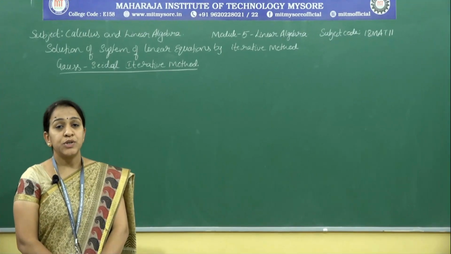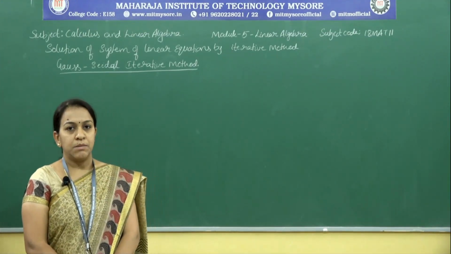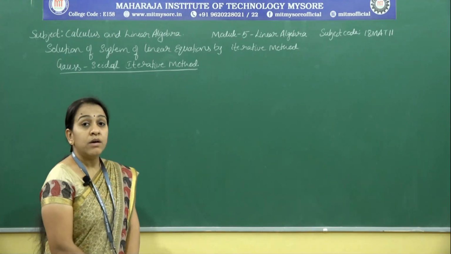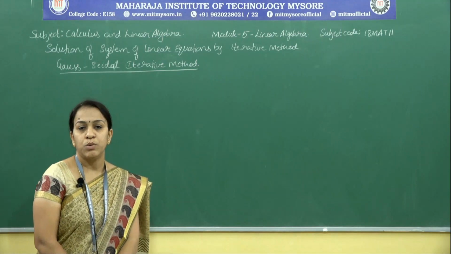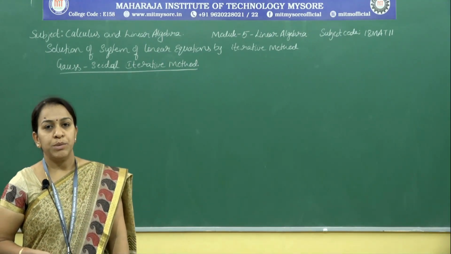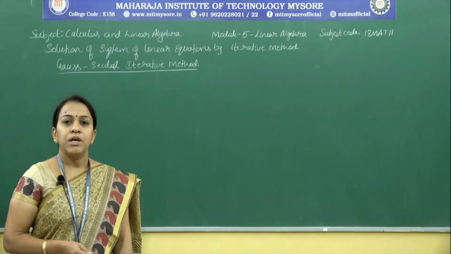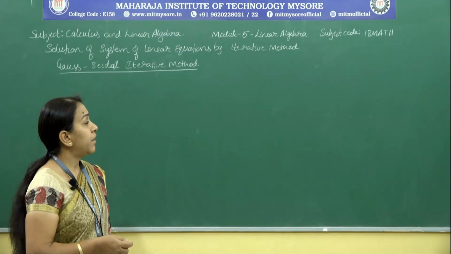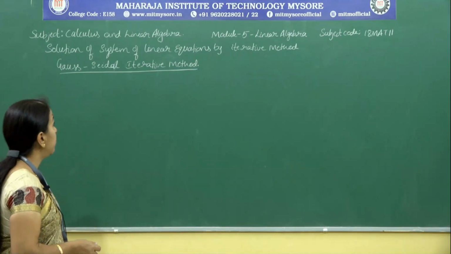Everyone, in this session we are going to discuss Module 5, Linear Algebra. The next topic is the solution of a system of linear equations by an iterative method. So we are going to solve the system of linear equations by a trial method, or an iterative method, and we name that method the Gauss-Seidel method.